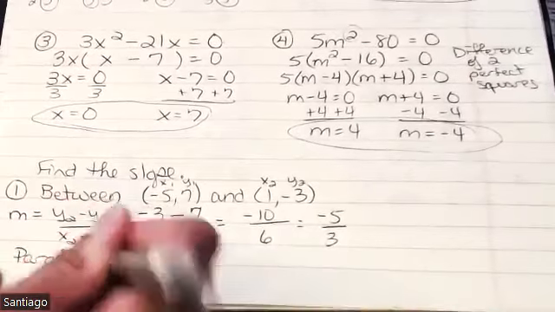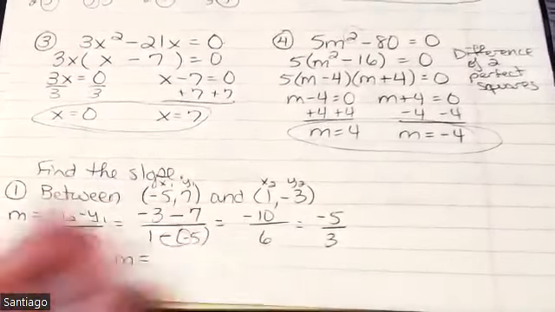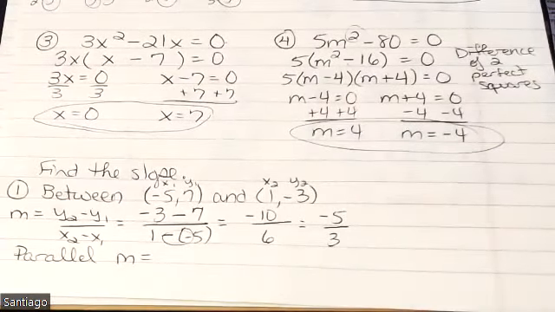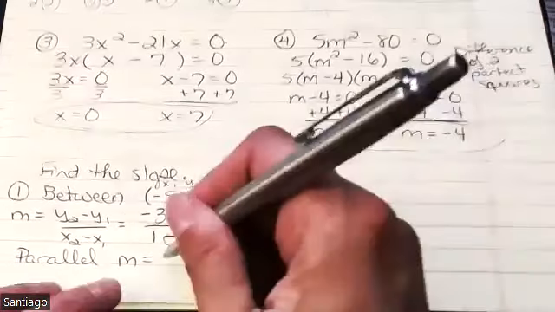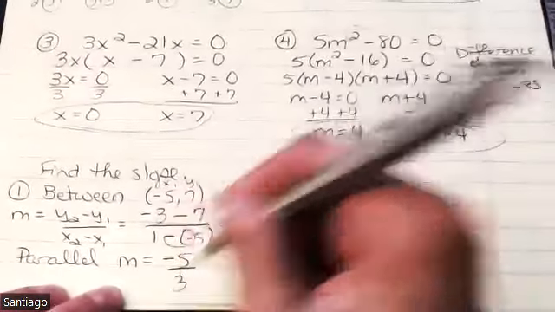The next thing we're going to say is, what is the slope of a line that's parallel? What do we know about parallel lines? Can anyone share with me? They have the same slope. They're equal. Yeah, they have the same slope. So their slopes are going to be the same.